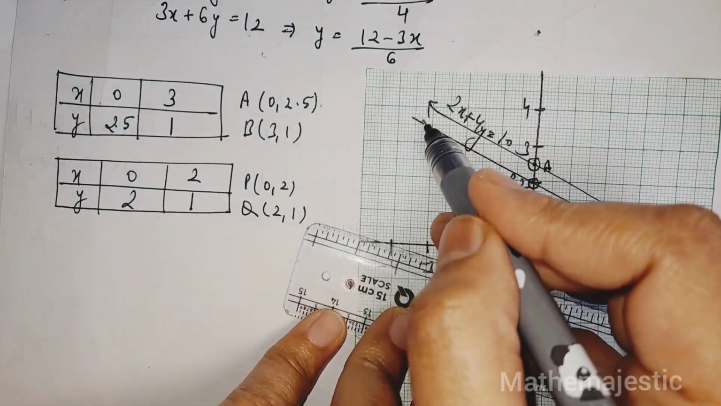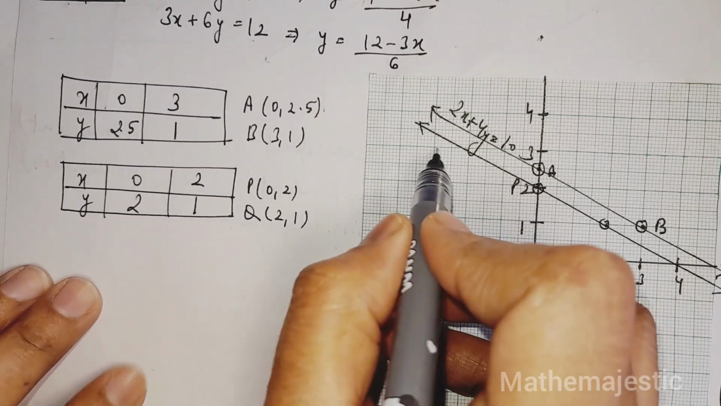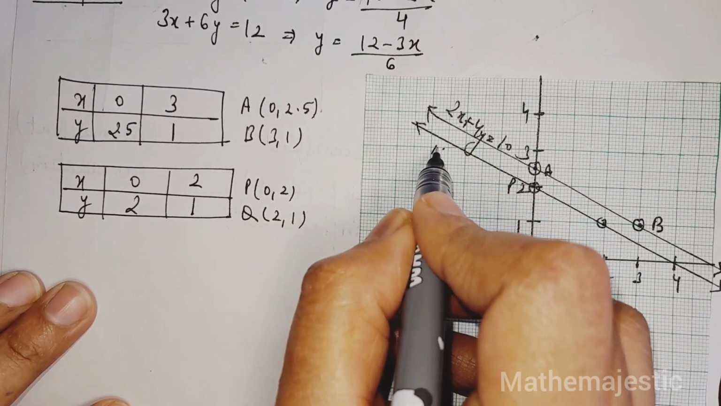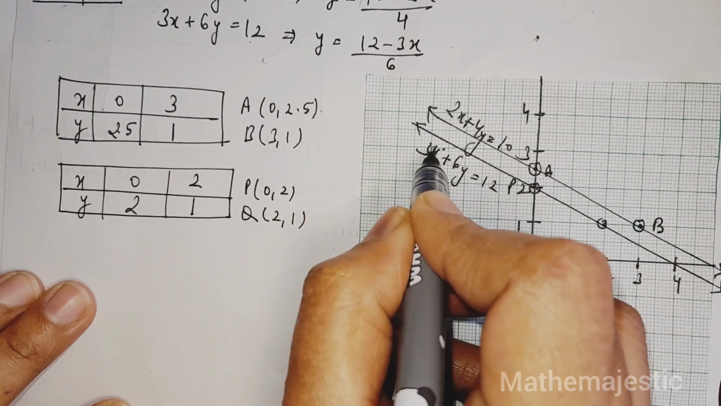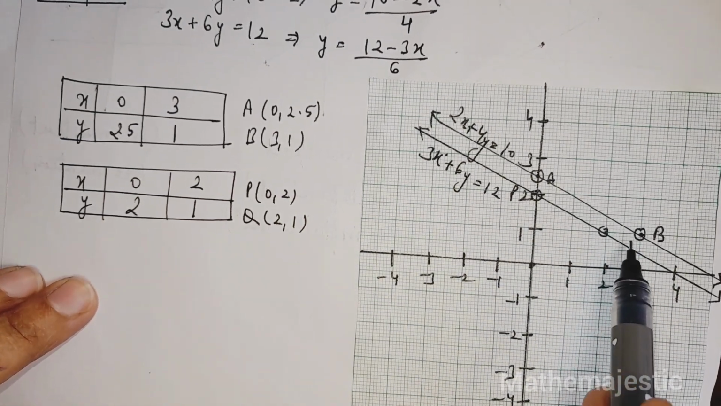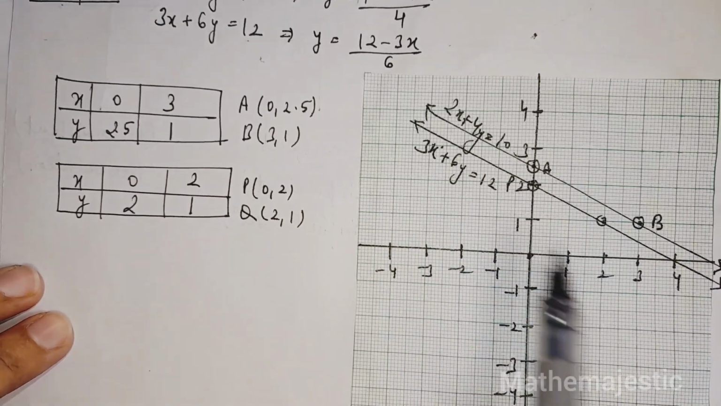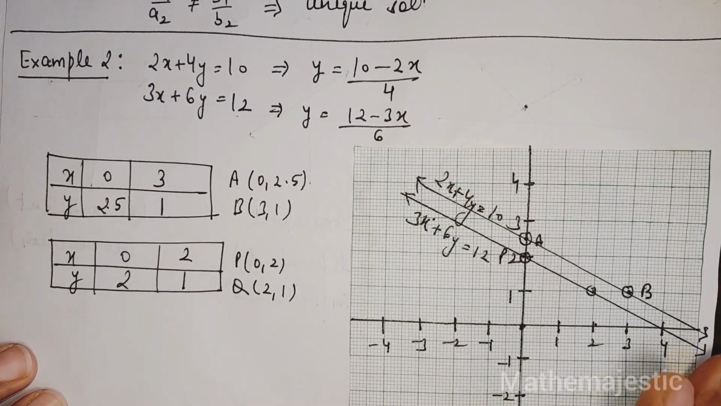Now you can see clearly that these two lines are parallel lines. In the case of parallel lines, you will not get any solution, because they are not intersecting, so no value will satisfy both. That means this system is an inconsistent system of equations and has no solution. By the graph we got this result.